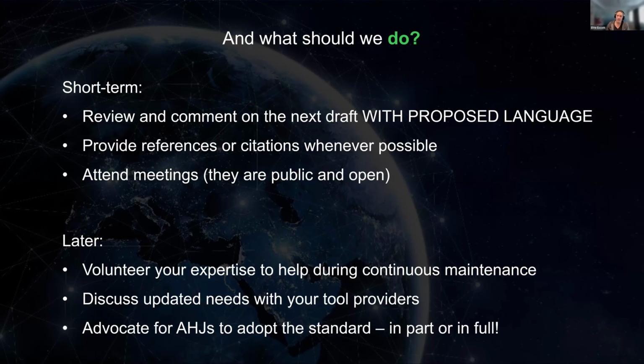Discuss all of your updated needs and concerns with your tool providers. If you're using One-Click LCA, if you're using Tally, make sure that they know. I'm sure they're tracking it, but let them know what concerns you may or may not have.